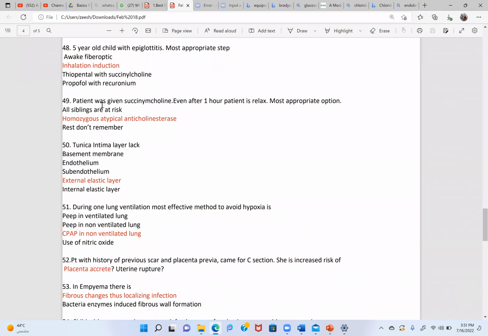A 5-year-old child with epiglottitis, most appropriate step. Inhalation or induction? What do you think? Sir, the patient should be urgently shifted to the OT, and in the OT, inhalational induction should be used for intubation. Yes, we should not use muscle relaxant. The baby will not allow awake fiber optic. So awake fiber optic is out, and the rest of the options will be out. So inhalational induction is the answer. But for practical purposes, you have to be ready even for tracheostomy, because in epiglottitis you may not be able to intubate the patient. You may need smaller size endotracheal tubes.